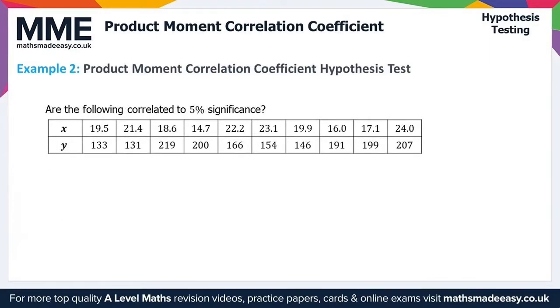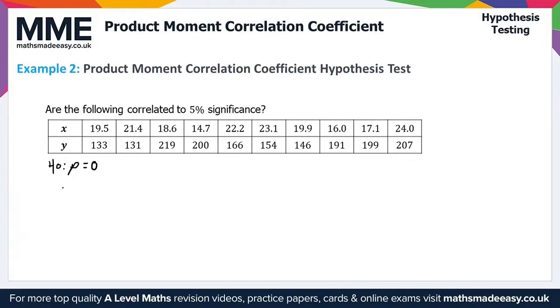Example 2 here on the product moment correlation coefficient is taking a look at a hypothesis test for the Pmcc. So here we've been given two variables x and y, and we're asked are they correlated to 5% significance. So here this is a hypothesis test, so the first thing we need to do is define the hypotheses. So we write those as H0, and remember for H0 here it will always be the same, and it doesn't change whether it's a one-tailed or two-tailed test, and in this case it's always rho equals 0.